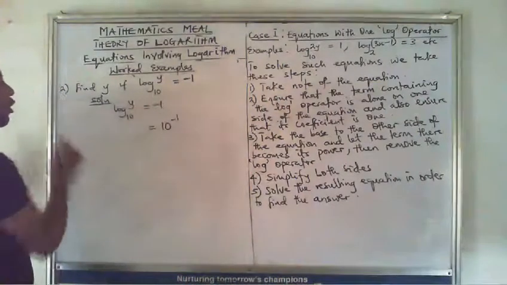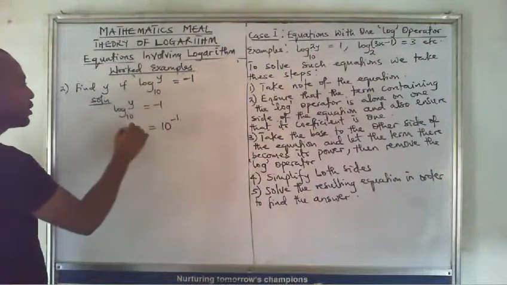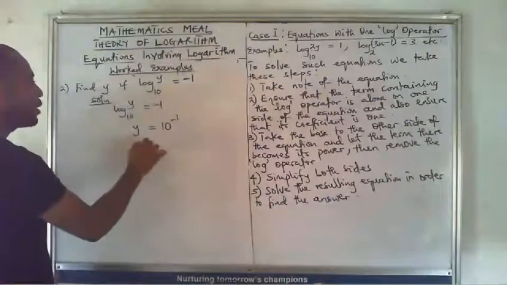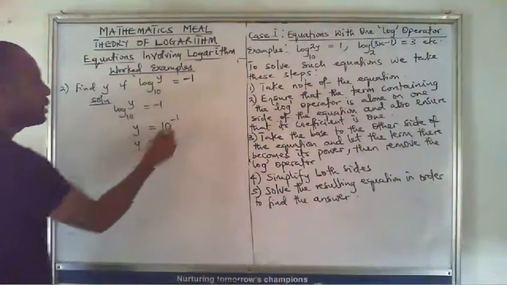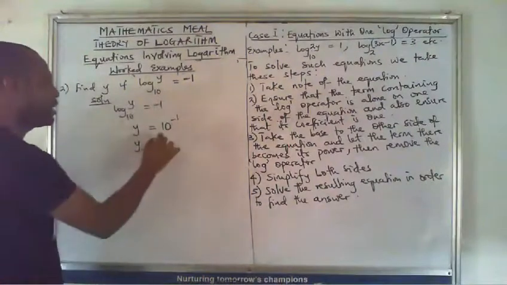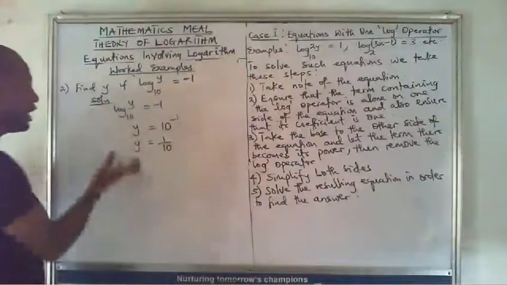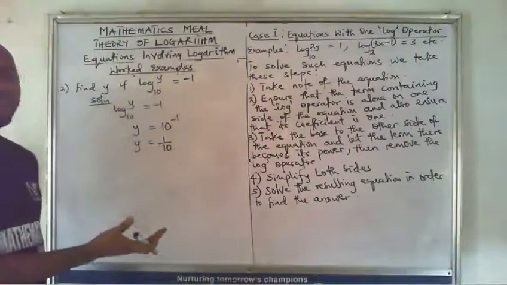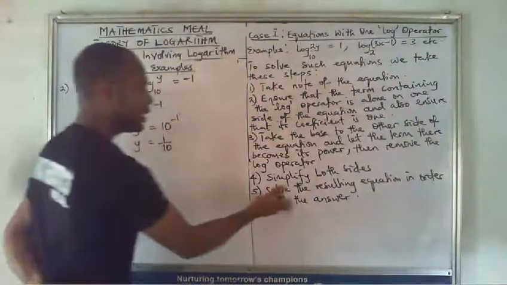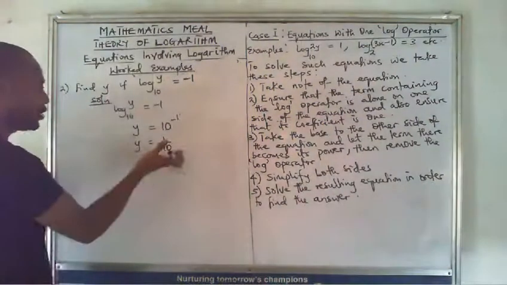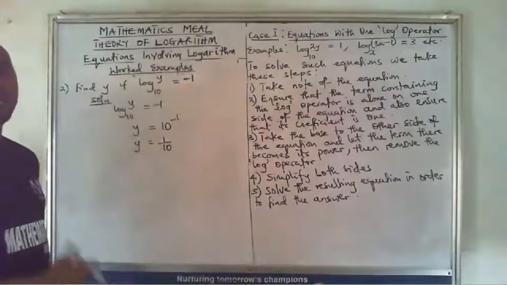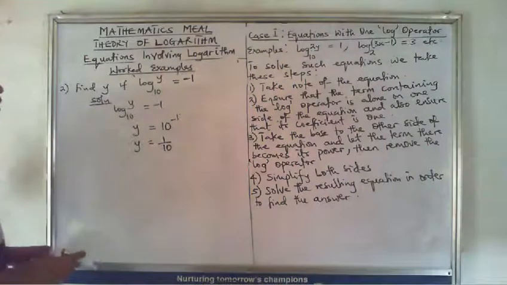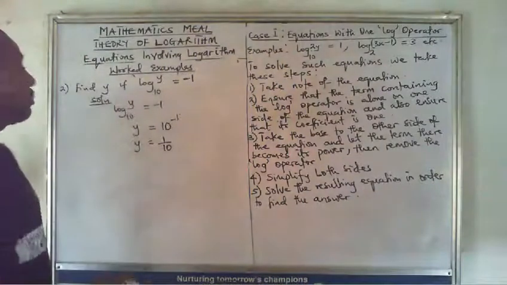Then remove the log operator. If you take away the log operator, what remains? y. So y becomes, simplify both sides now. 10 raised to the power minus 1 is 1 over 10. So y is 1 over 10. We don't have anything else to solve for. Once we simplify both sides, they say solve the resulting equation, but y is already this, so we end it there. Okay, that's a simple one.